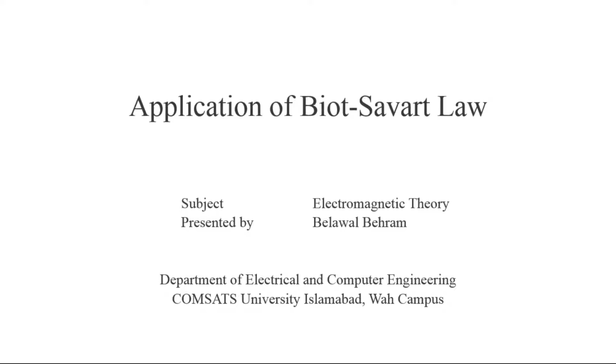In our last class, we discussed the Biot-Savart law. So today we will discuss an application of the Biot-Savart law by considering a long filament that is placed along the z-axis, and we will determine the magnetic field intensity at a point by applying the Biot-Savart law.